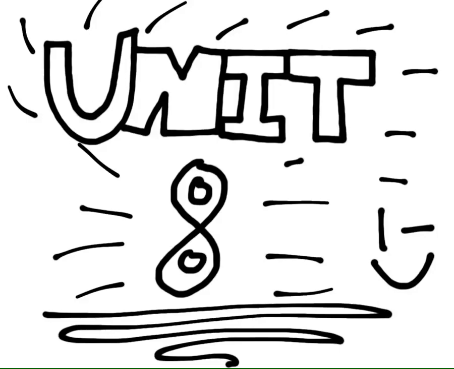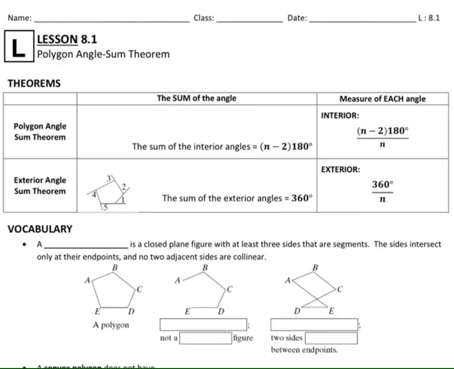Today we are beginning Unit 8, which is about everything to do with two-dimensional shapes and their measurements. So anything from finding the area, to finding the perimeter, to finding something called the angle-sum theorem, to the apothem, all this stuff dealing with two-dimensional shapes. So let's get started. The first thing we're going to look at is 8.1, which is known as the Polygon Angle Sum Theorem.